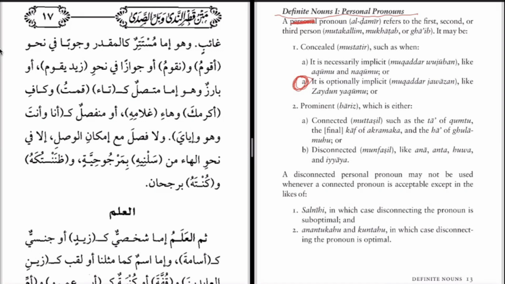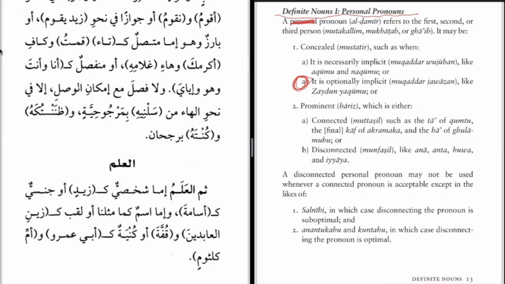So they said in the translation, concealed mustatir, such as when it is necessarily implicit, like akumu and nakumu, or it is optionally implicit, like zaydun yakumu. The translation is fine. They said, or prominent baris. Baris means zahir, apparent, appearing. So prominent's not a bad translation. I actually like it.